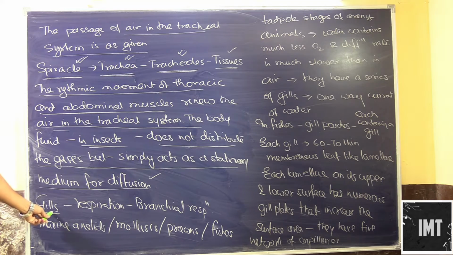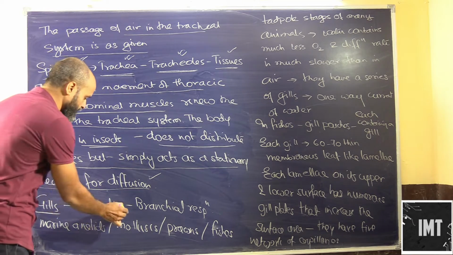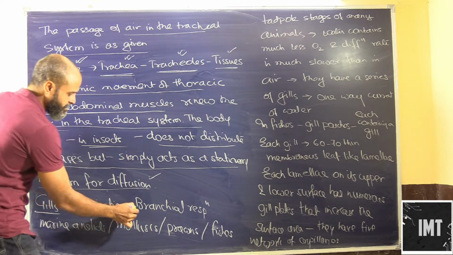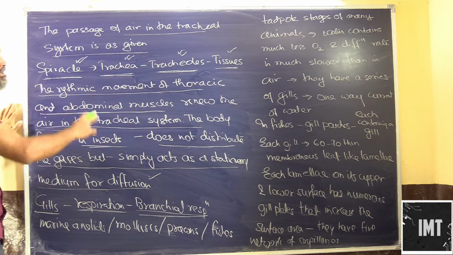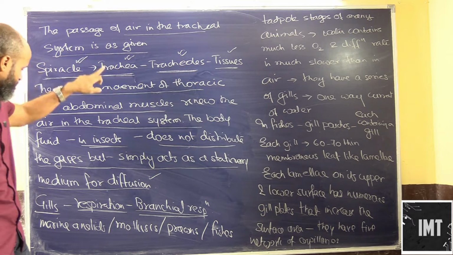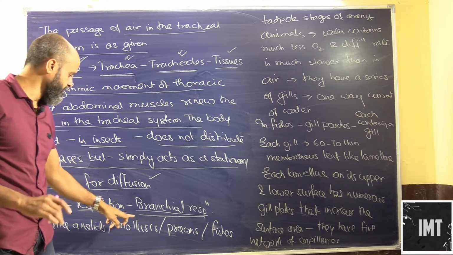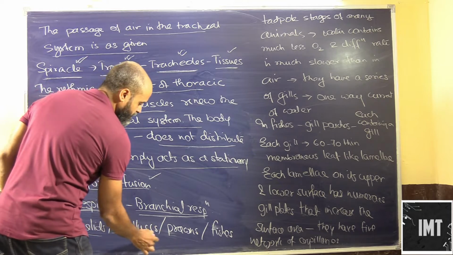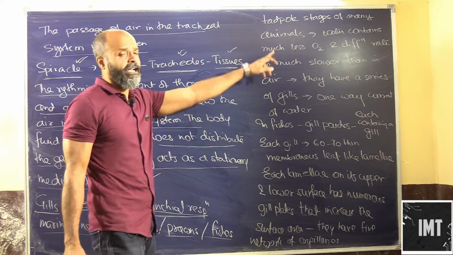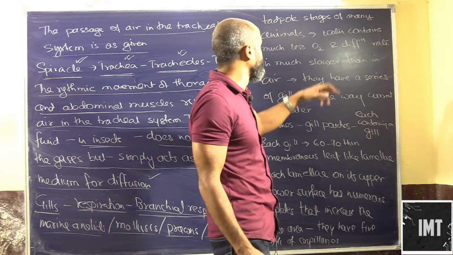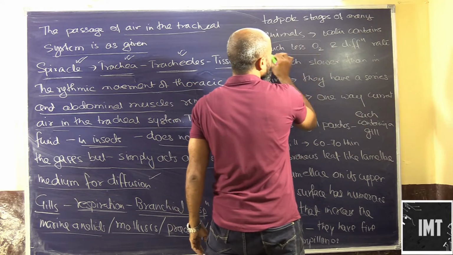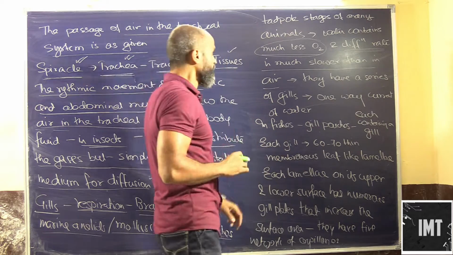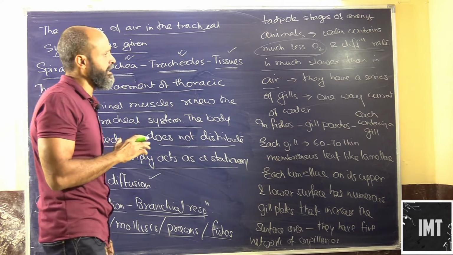So we have now gills. Gills basically help in respiration. Now we will move on to fishes. This system is called branchial respiration. Just as in insects we have tracheal respiration, in fishes, where we have gills, we have branchial respiration. In marine annelids, molluscs, prawns, fishes, and some tadpole stages of many animals, the water contains much less oxygen and the diffusion rate is much slower than in air.